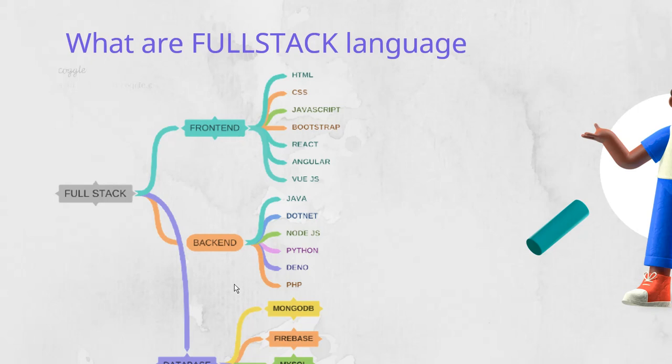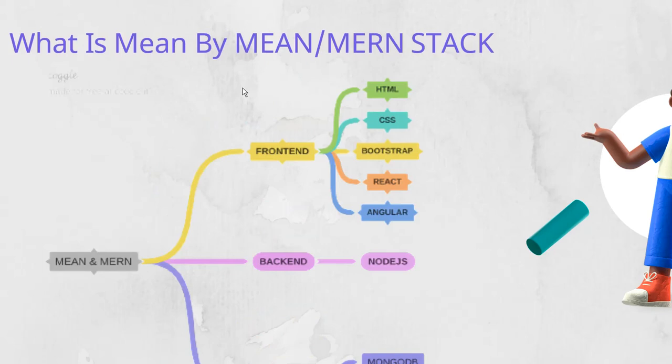And databases: MongoDB, Firebase, MySQL, Oracle, PostgreSQL. Then which full stack do we have to choose? My suggestion is that MERN or MEAN is best. Either way, the common languages are HTML, CSS, Bootstrap and JavaScript, which need to be added here.